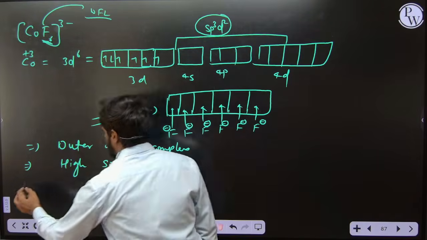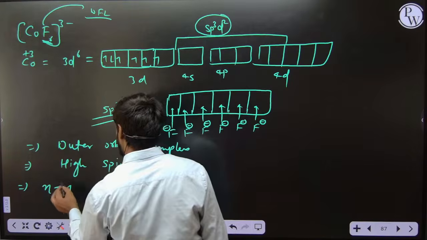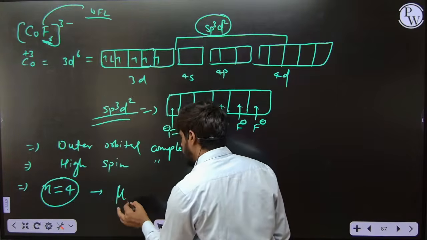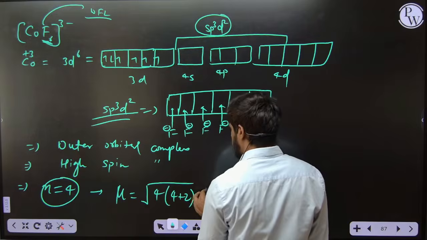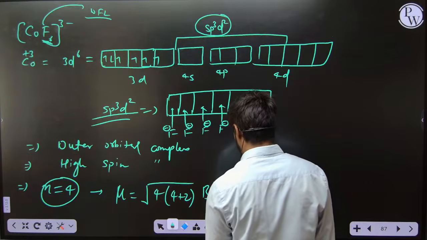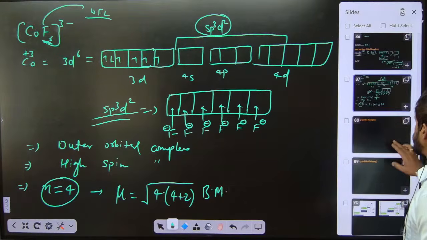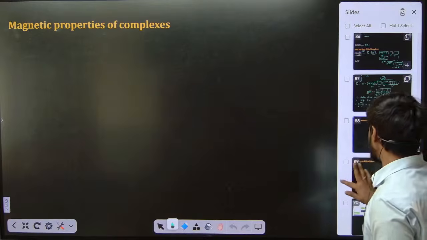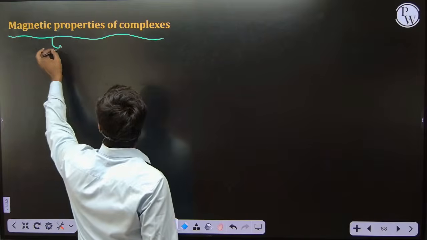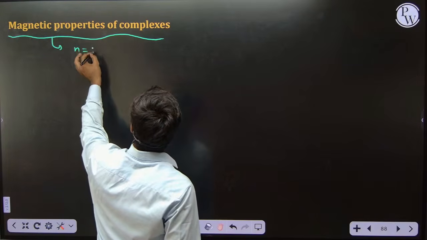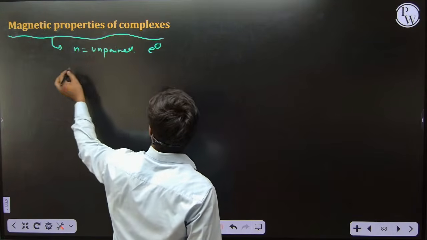Next, we can find the total number of unpaired electrons, that is 4 unpaired electrons. Now we can find the mu value, that is the square root of 4 into 4 plus 2. We can find the magnetic moment value also. For any complex, we can find all these things. Next thing is the magnetic property of a complex. If it has unpaired electrons, then we can say it is paramagnetic.